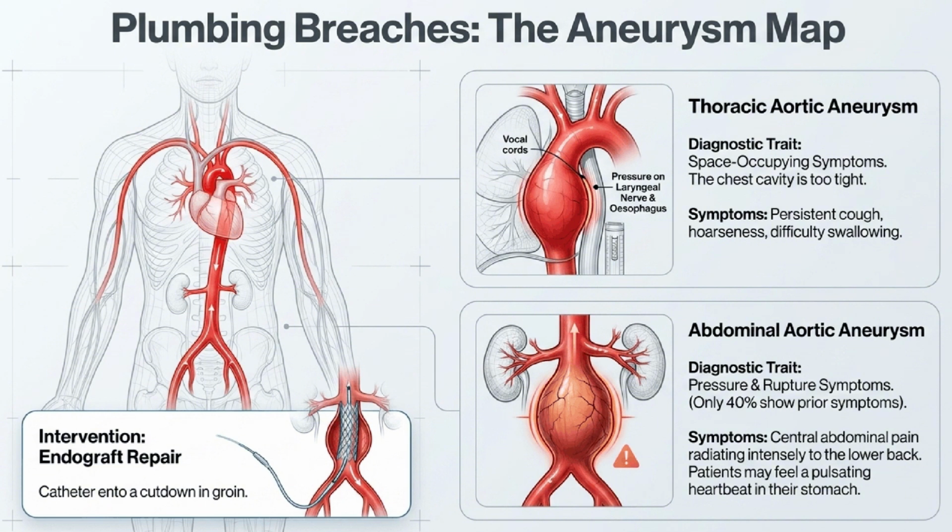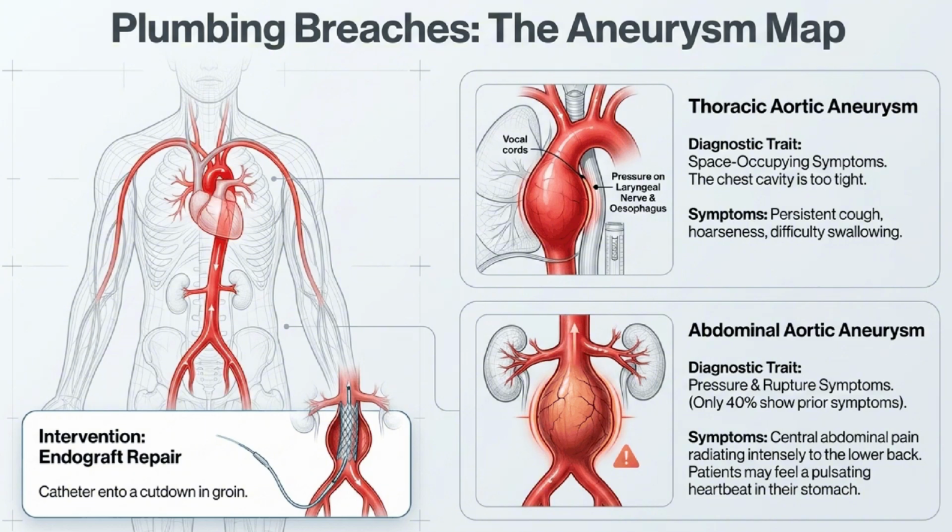Contrast that with an abdominal aortic aneurysm. These occur much lower down, typically below the renal arteries that supply the kidneys. Right. Only about 40% of people ever develop symptoms before a crisis. But when they do, it presents as a central abdominal pain that intensely radiates to the lower back. The sources mentioned patients sometimes complain they can actually feel a heartbeat in their stomach. I mean, I can't imagine how terrifying that would be.